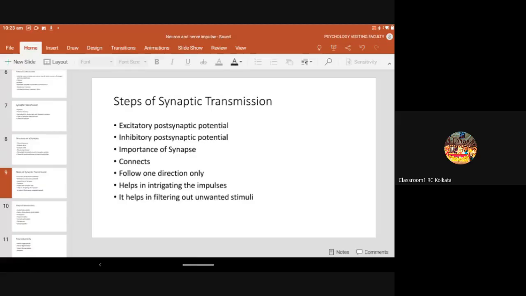And it also helps, just like a filter paper, because it helps in filtering out the unwanted and unnecessary stimuli, and it only absorbs the stimuli which are necessary for the different body parts of the brain. So this is all about the functions of the synapse. Now, what is a neurotransmission?